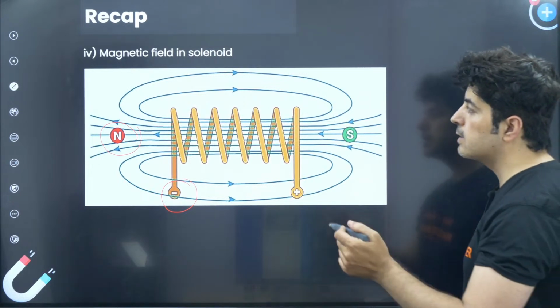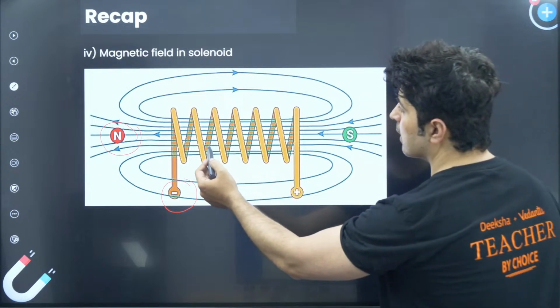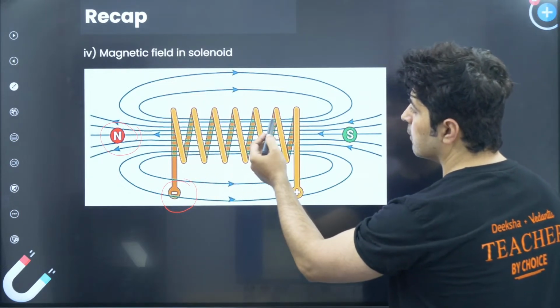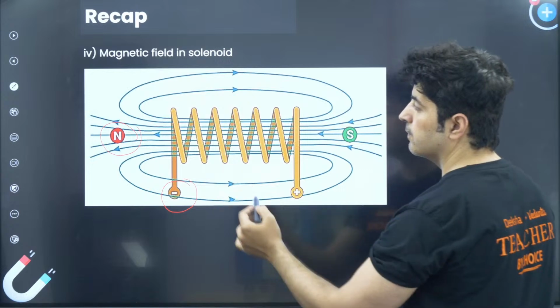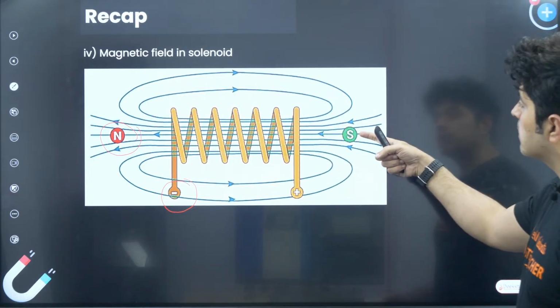Okay, third thing is, what kind of magnetic field do we have in a solenoid? Inside the solenoid, as you see, the magnetic field is uniform. And inside the solenoid, the magnetic field is from south to north.